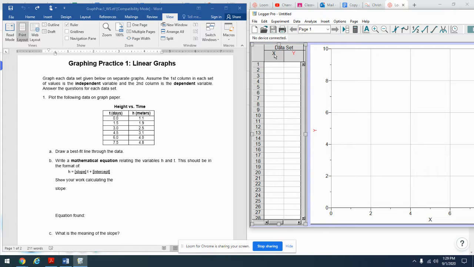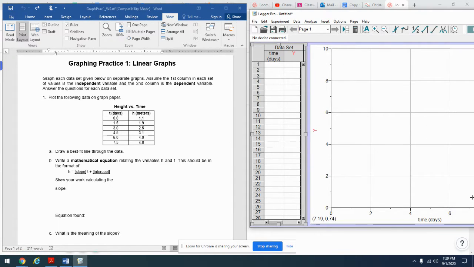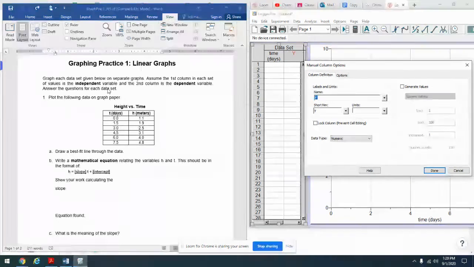So let's see. I'm going to double click on my X column. I've got time, and my short name is T, and the units are days. That looks good. Make sure all three of these always need to be filled in. All right, and you can see that showing up there. It looks good.